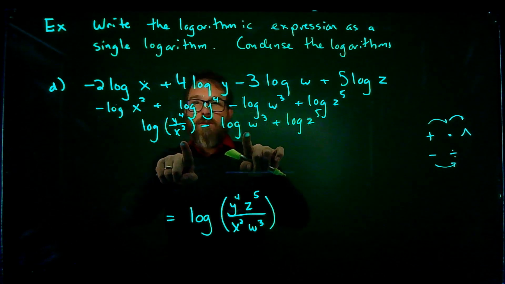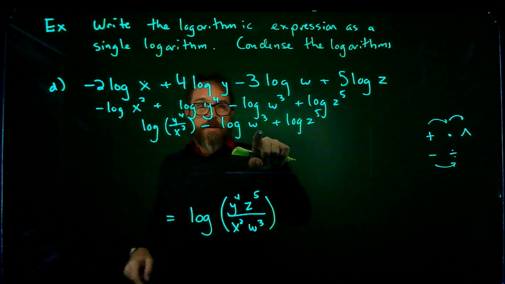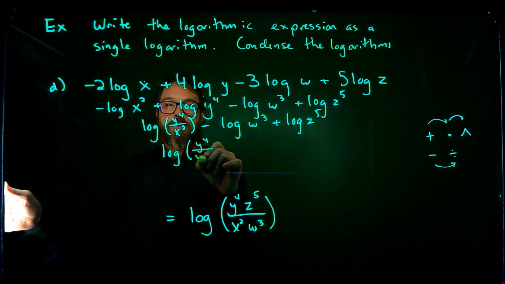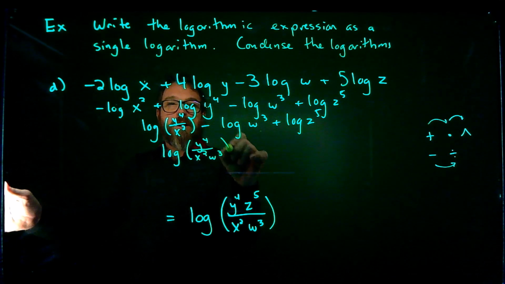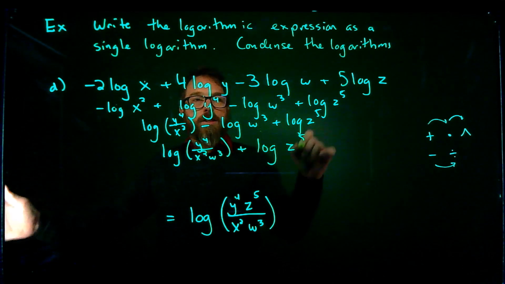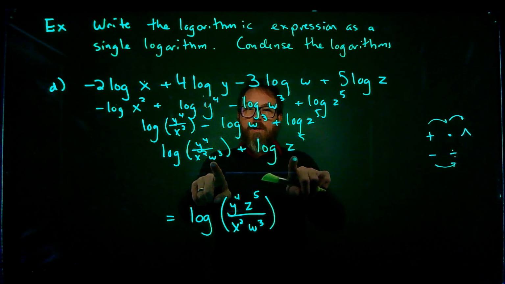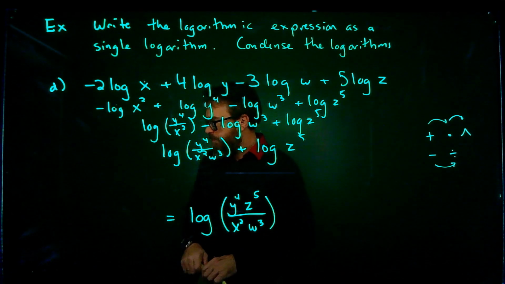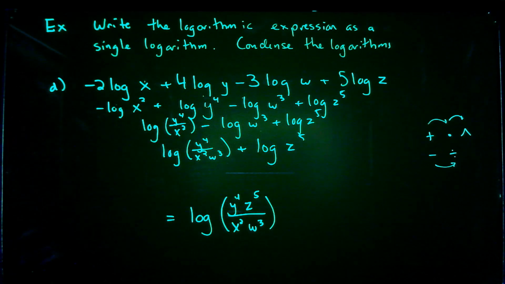Now handle these two. Subtraction means division, so I'm going to get that w cubed on the bottom. So this is going to be the single logarithm of this argument with a w cubed on the bottom, plus the log base of z to the fifth. And finally, addition becomes multiplication, which really is just going to stick a z to the fifth up top. That's how we get this. Let's go backwards.